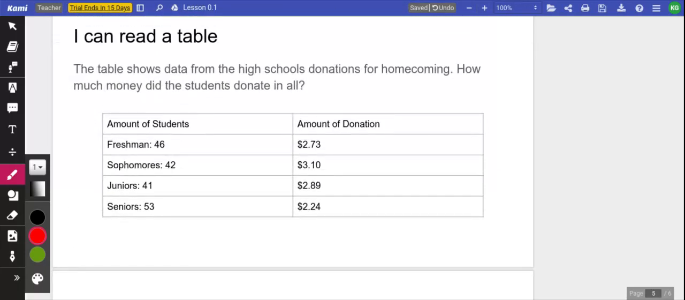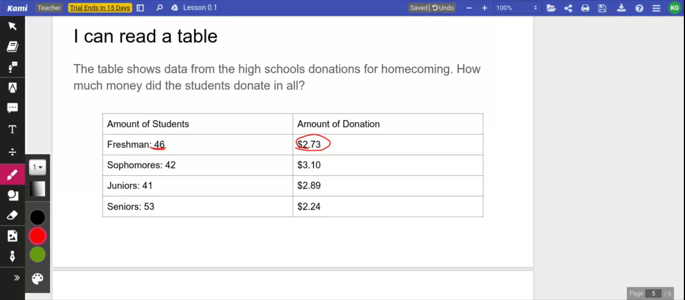The next thing we're going to do in our homework is read a table and then figure out what information they're asking us and be able to pull data from a table to answer a question. The table shows the data from the high school's donations for homecoming. How much money did the students donate in all? The question we're going to ask ourselves is, if there are 46 freshmen and each freshman donated $2.73, I've got to figure out how much total money the freshmen donated in all. And I forgot to tell you, if you wanted to pause and write this table down in your notebook, now would be a good time to do that.